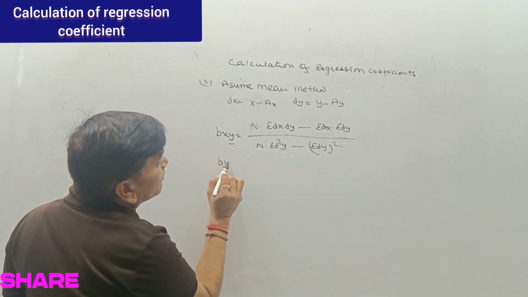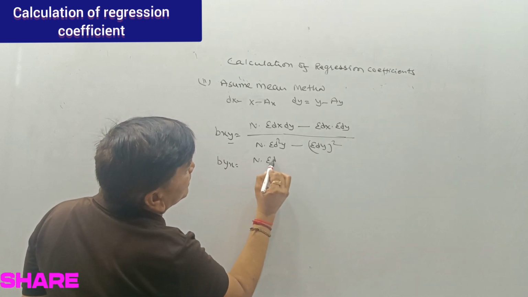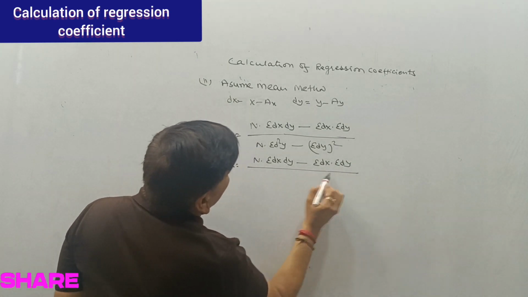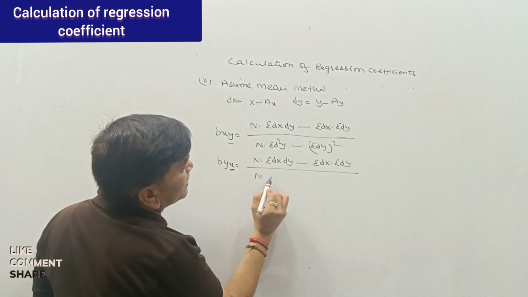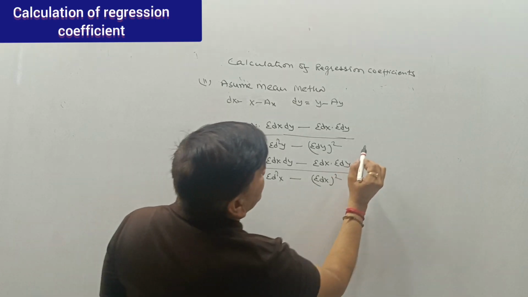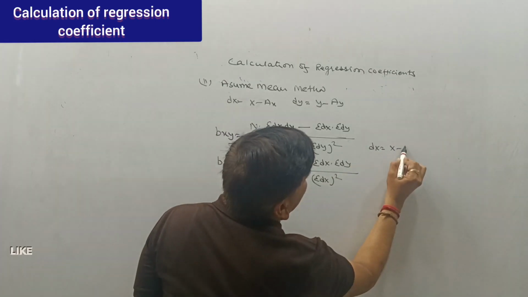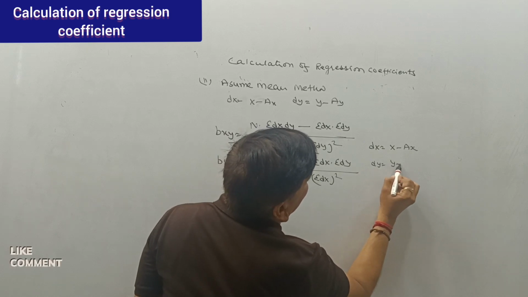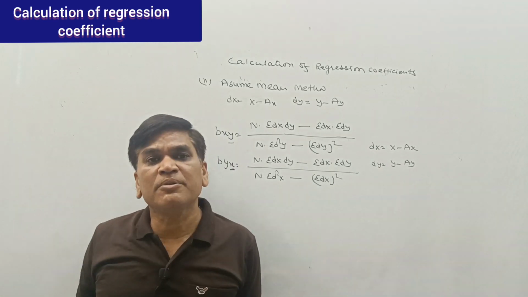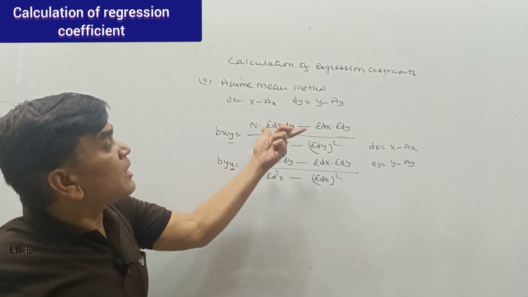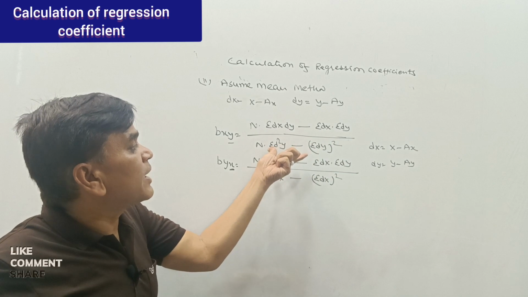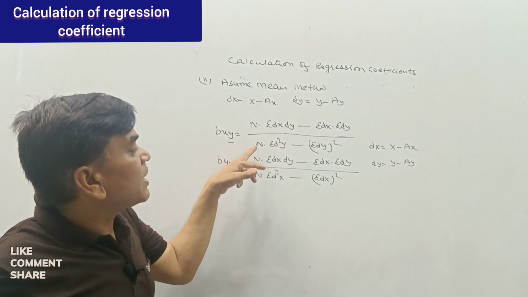Similarly, for byx, the numerator n sigma dx dy minus sigma dx sigma dy will be the same, divided by n sigma d square x minus sigma dx raised to power 2, since x is here. Here dx will be x minus the assumed mean of x and dy will be y minus the assumed mean of y. Similarly, in the formula the numerator is the same, but for y the denominator will be n sigma d square y minus sigma dy squared.